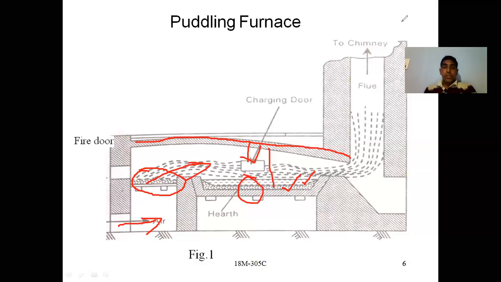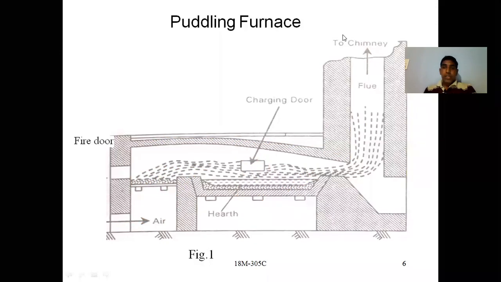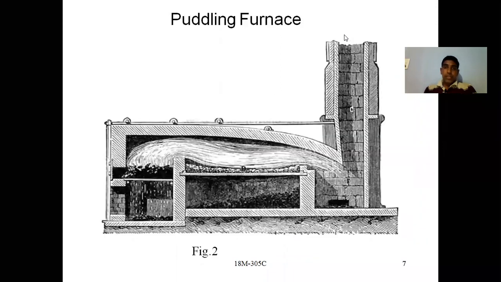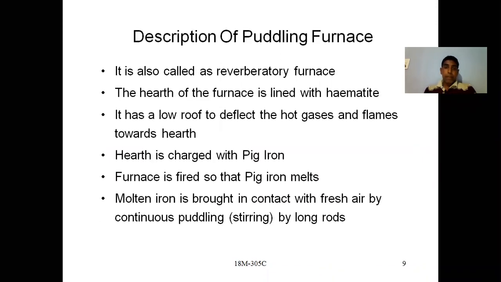Okay, so this is the construction. We will discuss it once again. See here, why is it called a reverberatory furnace? Just now we discussed, because the furnace has a low roof dome. Because of that dome shaped low roof, the hot gases or flames are deflected back onto the earth, and because of that nature it is known as the reverberatory furnace. And I already told you the earth is lined with hematite. What is hematite? It is one of the iron ores.